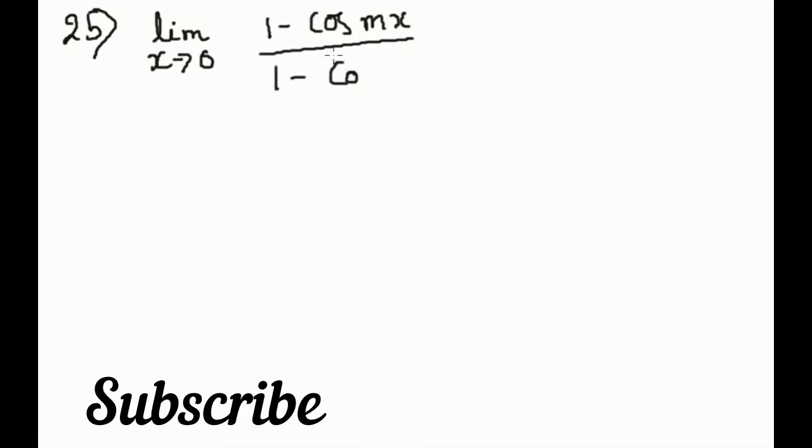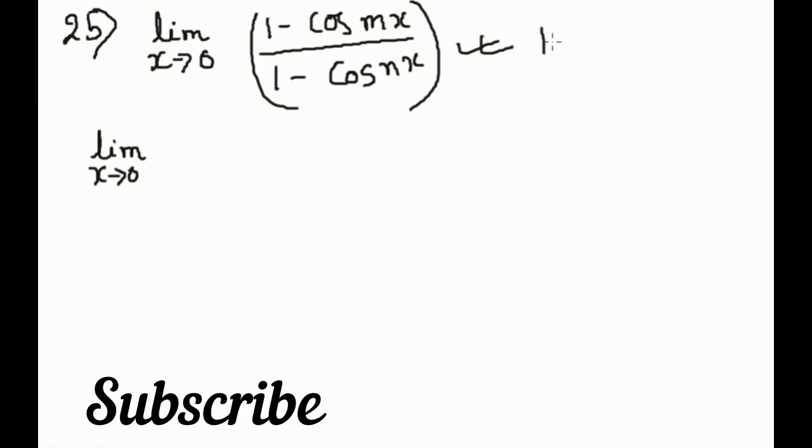Question number 25 is limit of x tends to 0, 1 minus cos mx by 1 minus cos nx. Again, from the half angle formula, we can write 1 minus cos mx is equal to 2 sine square m by 2x.